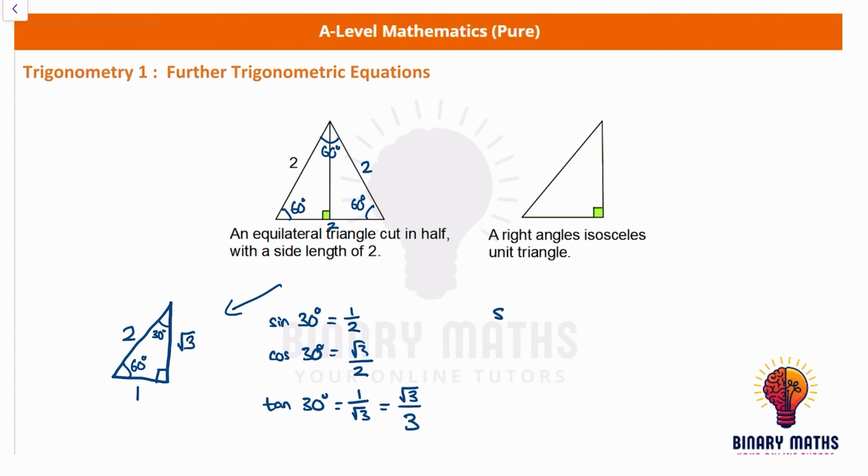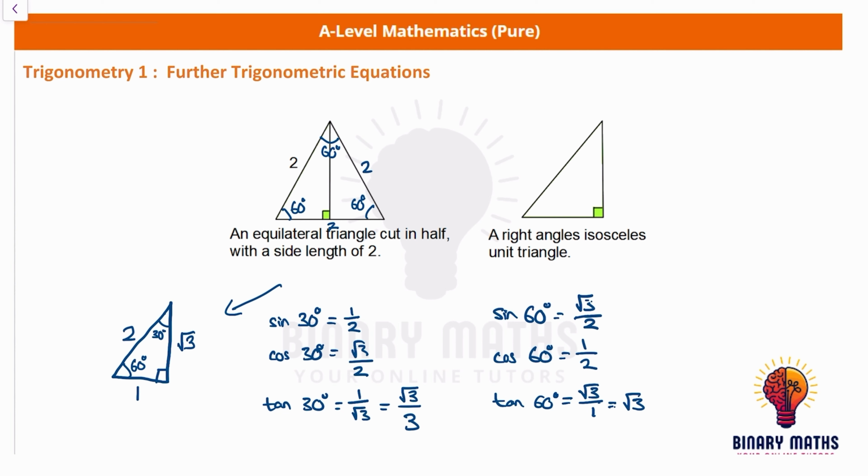In a similar way, if I do sine of 60, so I'm looking at the 60 degree angle, is equal to opposite over hypotenuse, which is root 3 over 2. Okay, cos of 60 degrees is adjacent over hypotenuse. So adjacent is 1 over hypotenuse, which is 2. And the last one, which is tan of 60 degrees, is equal to opposite, which is root 3 over adjacent, which is 1, which is just root 3.